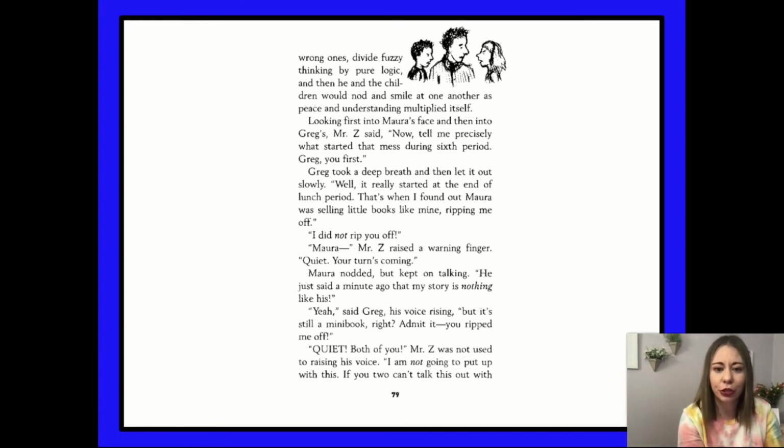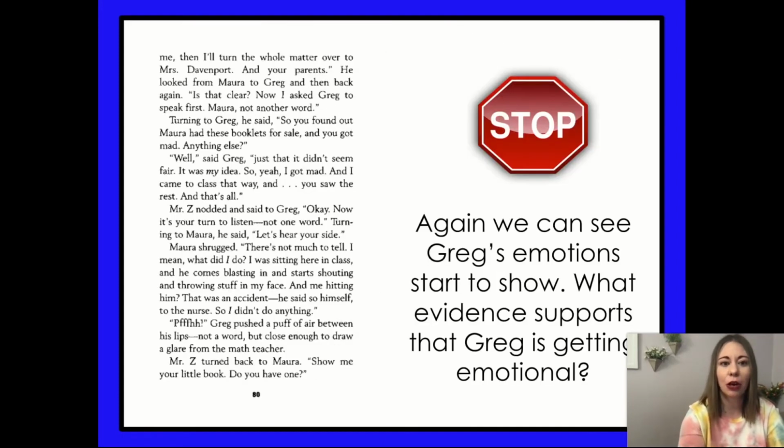"Quiet, both of you." Mr. Z was not used to raising his voice. "I am not going to put up with this. If you two can't talk this out with me, then I'll turn the whole matter over to Mrs. Davenport and your parents." He looked from Mara to Greg and then back again. "Is that clear? Now I asked Greg to speak first. Mara, not another word." Turning to Greg, he said, "So you found out Mara had these little booklets for sale and you got mad. Anything else?"